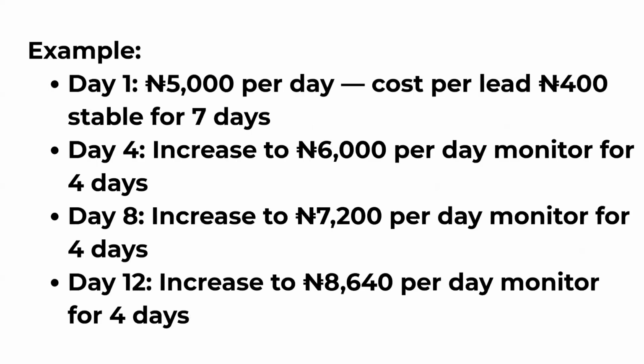Okay. For example, let's say 5,000 naira per day, cost per lead is 400 and is stable for 7 days. Then I want to increase it to 6,000 per day and I'll monitor it for another 4 days. Day 8, I will increase it to 7,200 per day. Day 12, I will increase it to 8,640 naira per day. You see, this is the structure. And if you follow this structure, you'll be able to keep your advert running and increase your budget without jeopardizing the result that you get. So this is the strategy.